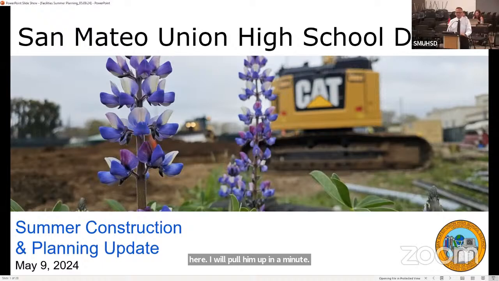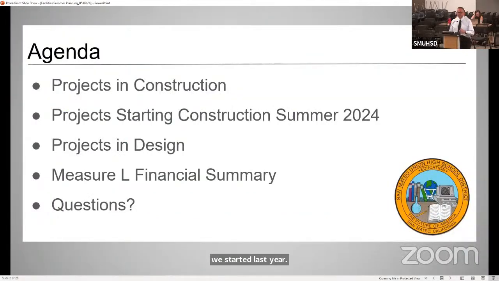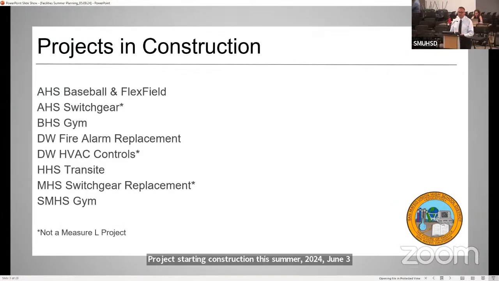Our summer construction and planning update is very exciting to present tonight, and there are some things that are coming to an end that we started last year. These are Transite projects. We're going to go over projects in construction, projects starting construction this summer, 2024, June 3rd, and projects in design, and the Measure L financial summary.